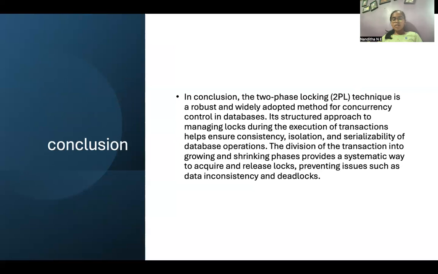Conclusion. In conclusion, the two-phase locking technique is a robust and widely adopted method for concurrency control in databases. Its structured approach to managing locks during the execution of transactions helps ensure consistency, isolation, and scalability of database operations. The division of the transaction into growing and shrinking phases provides a systematic way to acquire and release locks, preventing issues such as database inconsistency and deadlocks.